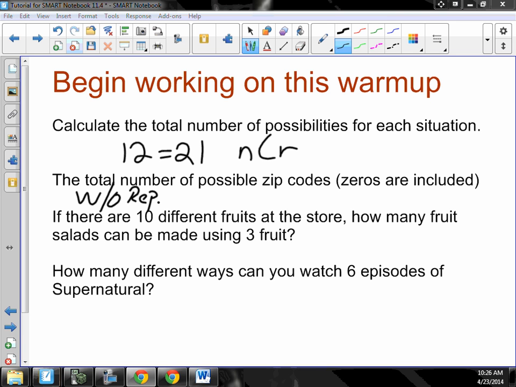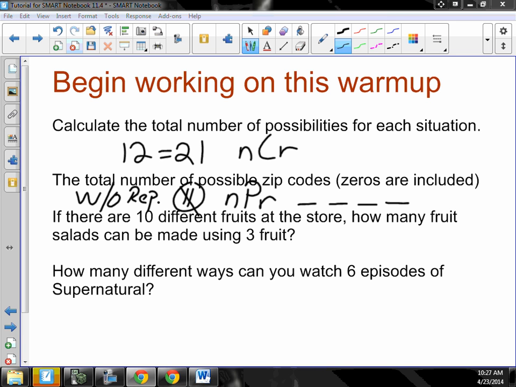Imagine drawing marbles from a bag with numbers on them. You pull out a marble, it's a 6, you write it down, you throw the marble back in the bag. That would be considered replacement. So without replacement, if you never put the marbles back in the bag, you're not allowed to reuse digits. So without replacement, 11 does not exist. And that's calculated either using the NPR button, or you can write out the number of possibilities and just fill in the numbers and multiply them together.